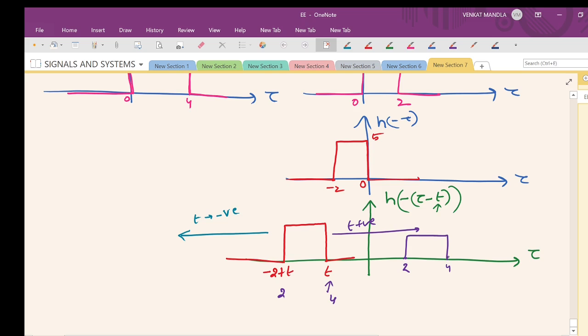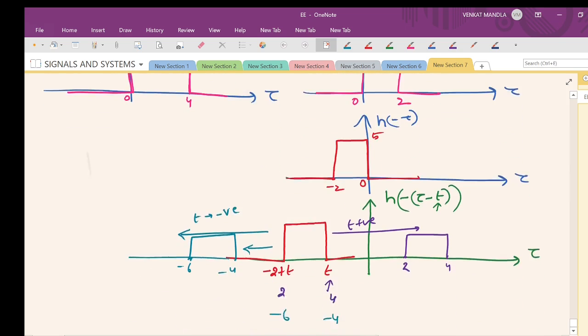Put t equal to some minus 4. Then this is minus 4 and this is minus 6. So the signal is actually from minus 6 to minus 4, somewhere here. So this is shifting towards the left side. If t is negative, the signal shifts towards the left side. If t is positive, the signal shifts towards the positive side.